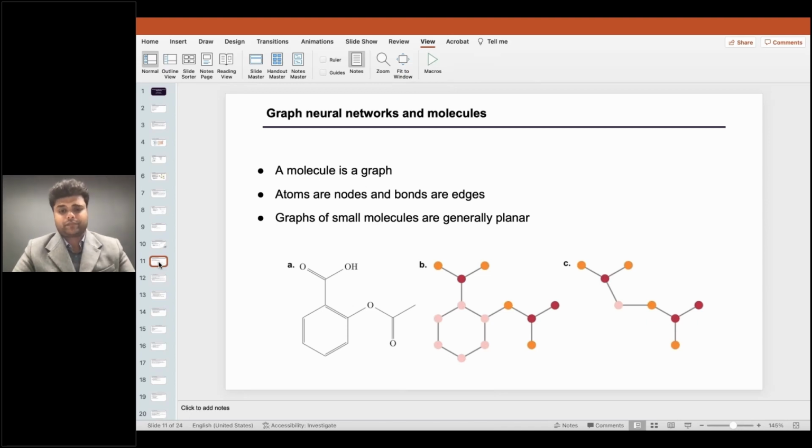And one of the important aspects of such graphs is that they are planar. And the planarity of a graph is very important because, can you move to the next slide, please?